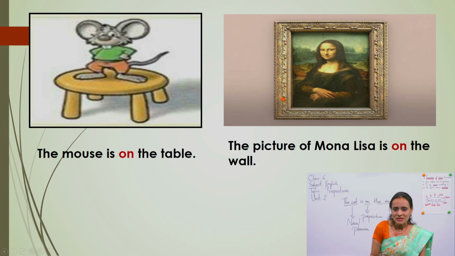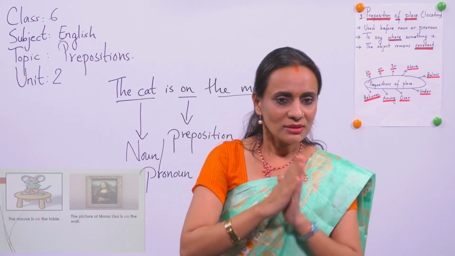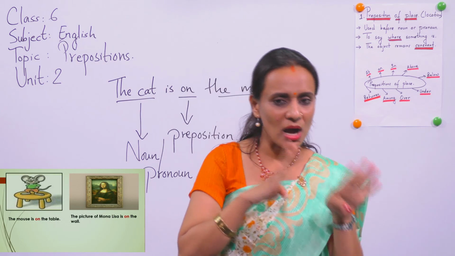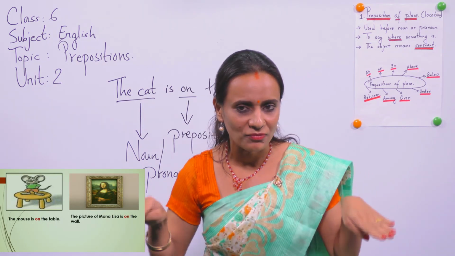Now, you can see the picture of Mona Lisa, the very famous picture of Mona Lisa. And it is not inside the wall. It's just on the surface area of the wall, isn't it? So, the picture of Mona Lisa is on the wall. So, both the mouse and the picture, both of them are on the surface area of the object.